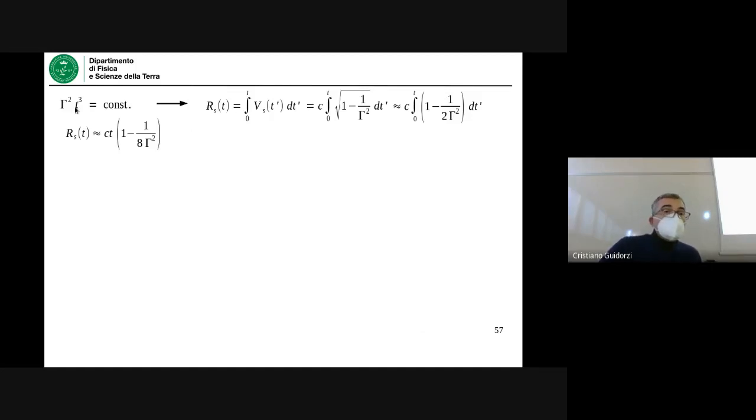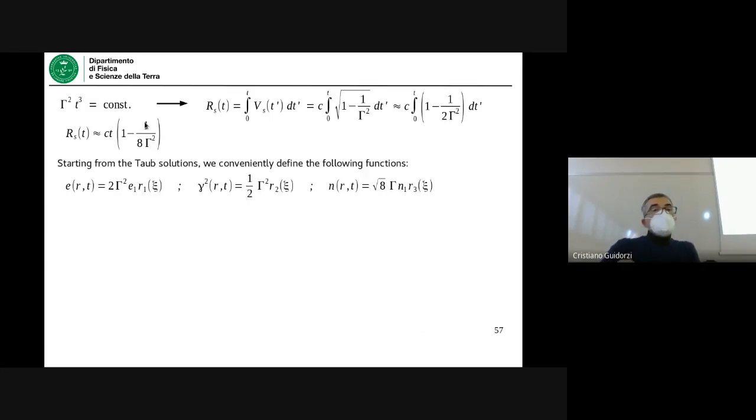Now we know that gamma squared scales as 1 over t cubed. So this is the integral of t cubed over 2. The integral of t cubed over 2 is t to the 4th over 8. But t to the 4th over 8 you can see as t cubed times t over 8. But t cubed is 1 over gamma squared. So this is t over 8 gamma squared. Easy. So you see now how much the shock is left behind light. The ct is light, and the shock, of course, is slightly behind. By how much? By this quantity here.